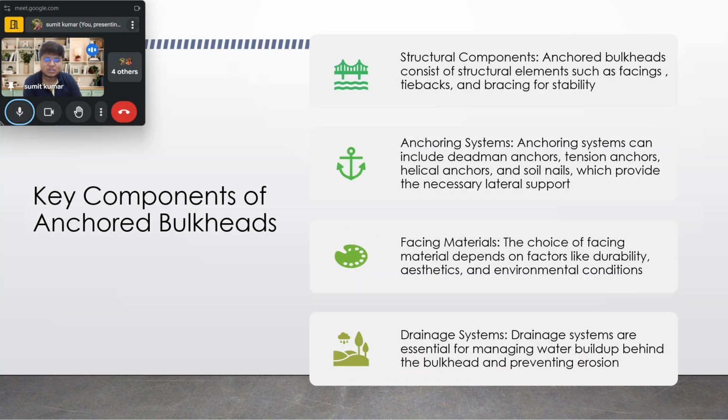When we talk about the structural components of bulkheads, the anchor bulkhead consists of structural elements such as facing, tiebacks, and bracing for stability. Anchor systems can include the deadman anchor, tension anchor, helical anchor, and soil lace, which provide the necessary lateral support. The material used in the facing depends on factors like durability, aesthetics, and environmental conditions. Drainage systems are also essential for managing water buildup behind the bulkhead and preventing erosion.